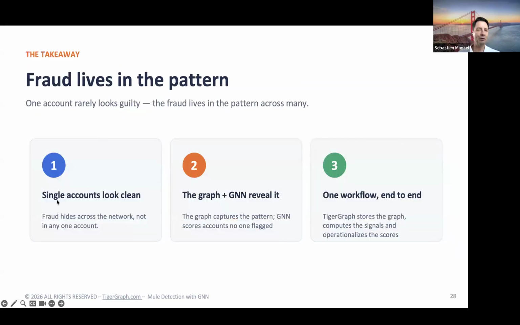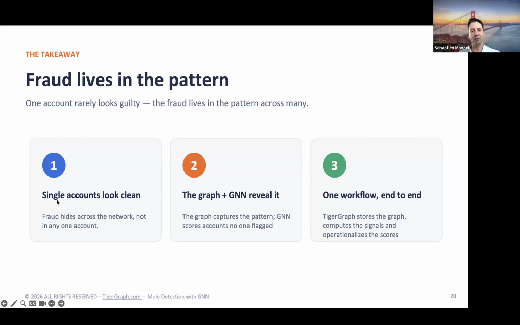What we really want you to take away from this session is that Mule fraud rarely shows up in a single account. It lives in the pattern across many accounts. An individual account may look normal on its own, but when we look at the broader network, the money movement, the shared devices, shared identities, timing, and structure, the risks become much clearer. And this is where graph plus GNN really help.